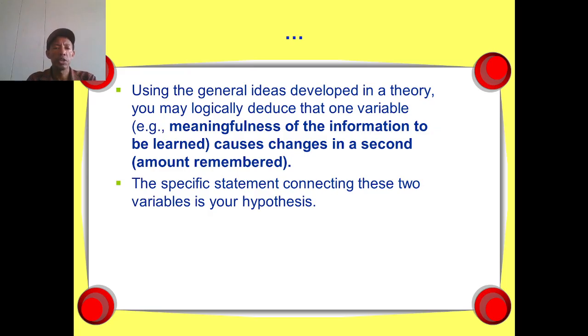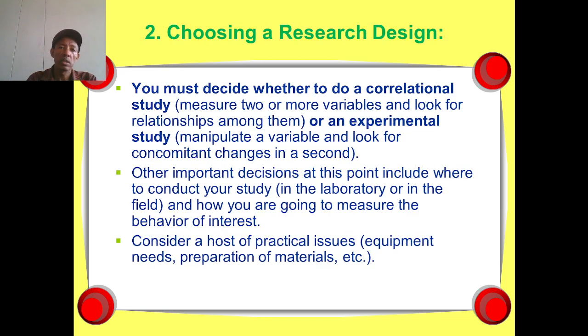Meaningfulness of information to be learned causes an increase in the amount of data remembered. So these specific statements connect the two variables in our hypothesis. And our hypothesis, remember, is derived from the general theory. The second step is choosing a research design. You must decide whether to do a correlational study or an experimental study. By the way, choosing a research design is dictated by your objective or your research question.